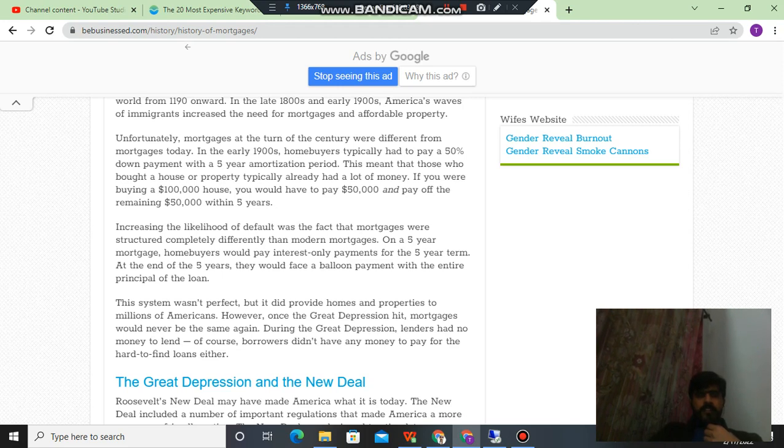This system was not perfect, but it did provide homes and properties to millions of Americans. However, once the Great Depression hit, mortgages would never be the same again. During the Great Depression, lenders had no money to lend. Of course, borrowers did not have any money to pay for the hard-to-find loans either.